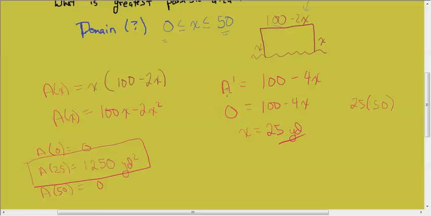The maximum area is when... and we kind of already knew that because this is a downward parabola, right? The negative 2x squared. We knew that this value was going to give me the only max, but I need you to get in the habit of checking it. Check your endpoints for your domain and everywhere you have a critical number. Critical numbers are when the first derivative is 0 or the first derivative does not exist.